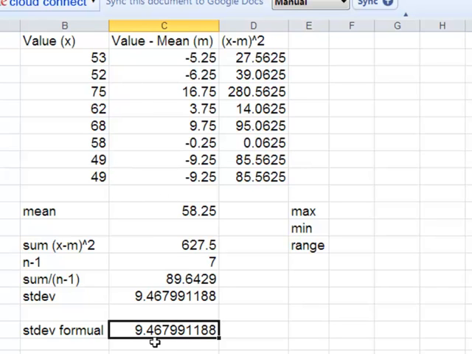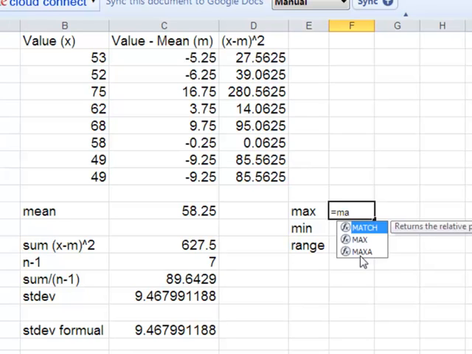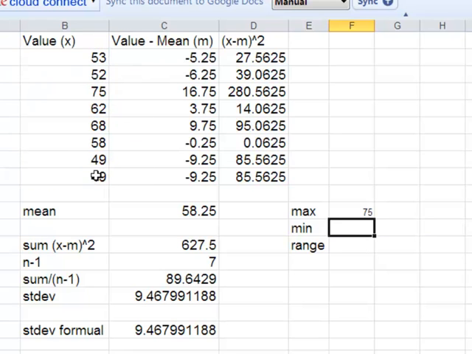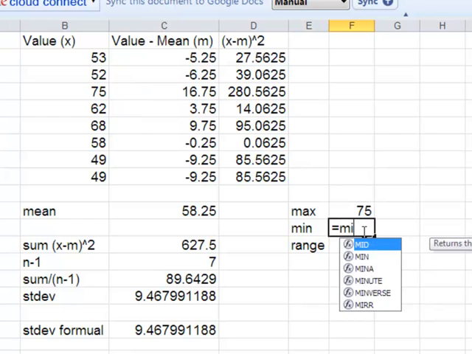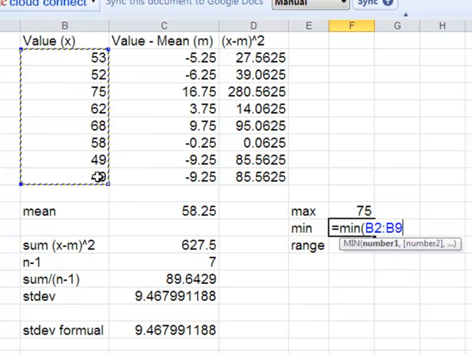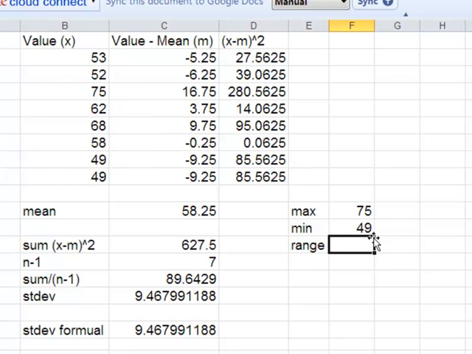I can either do it the long way, or I can just use the equals stdev parentheses, select the column. Now to get my range, remember, it's equals max of my values. Let me make this bigger so you can see it. To find the minimum, equals min of my values. And the range is just subtracting the two, equals the maximum minus the minimum. And so I have my range.